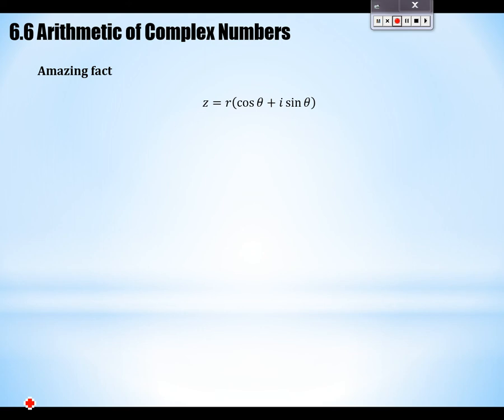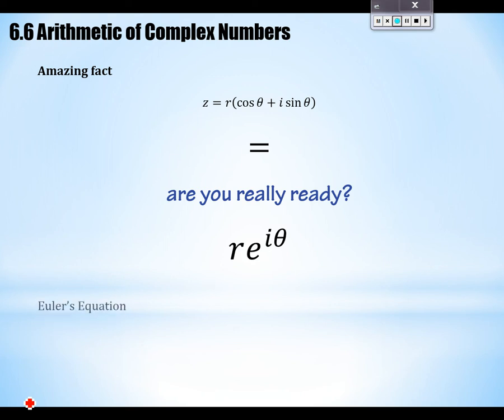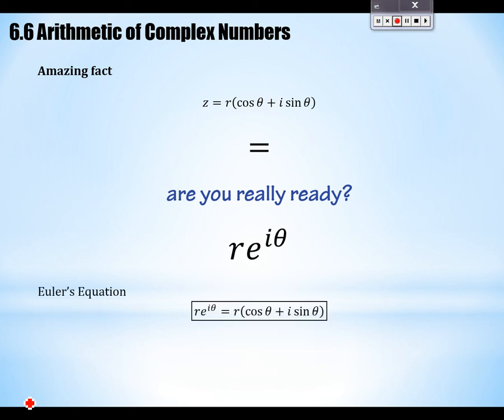So we've been dealing with this expression this period. It's the polar form for the complex number z. And this equals, are you ready? Yes. But are you really? Are you emotionally prepared? Are you sitting down? Okay. It equals R e to the I theta. So this result is called Euler's equation.